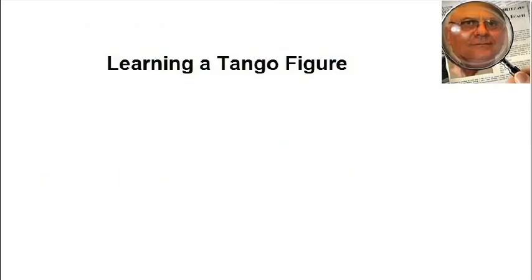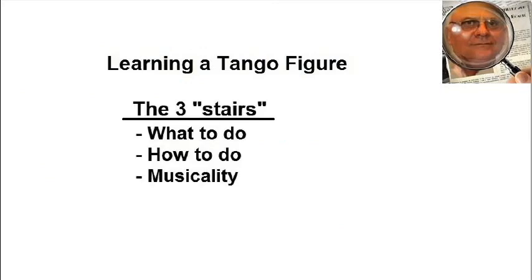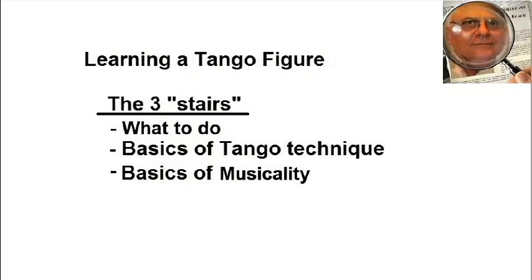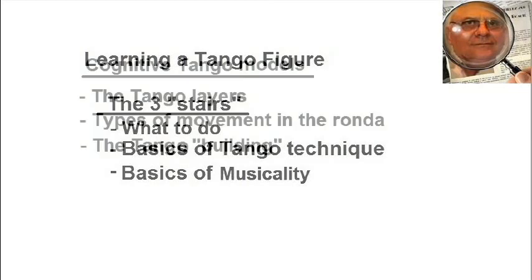Learning a tango figure. Generally speaking, learning a tango figure is like climbing 3 stairs, one after the other. First stair is what to do. It is about my steps, the steps of my partner, a turn, a tango element or an embellishment. Second stair is how to do. It is about the proper tango technique. And the third stair is about dancing to the music. In this course of cognitive tango, I'll present my method of learning the what to do, basics of tango technique and basics of musicality.